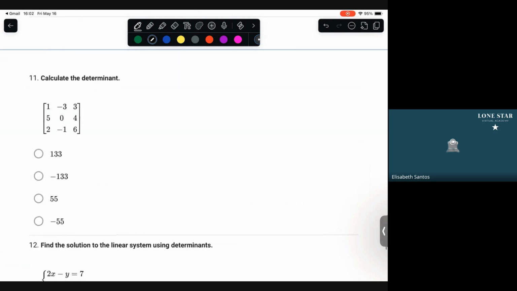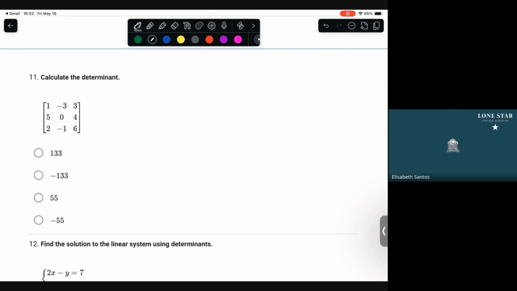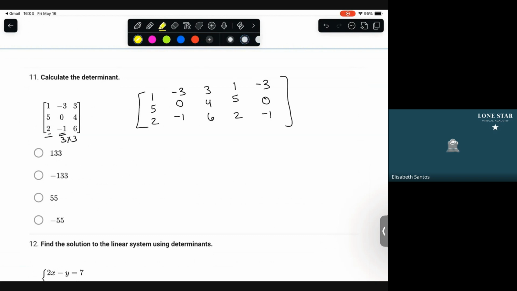Okay, so now we want to calculate the determinant of a 3 by 3. So there's a really long process to do this, but I'm going to show you all the shortcut. And we get 1, 5, 2, negative 3, 0, negative 1, 3, 4, 6. And then we're going to repeat those first two columns. So 1, 5, 2 again, and then negative 3, 0, negative 1.